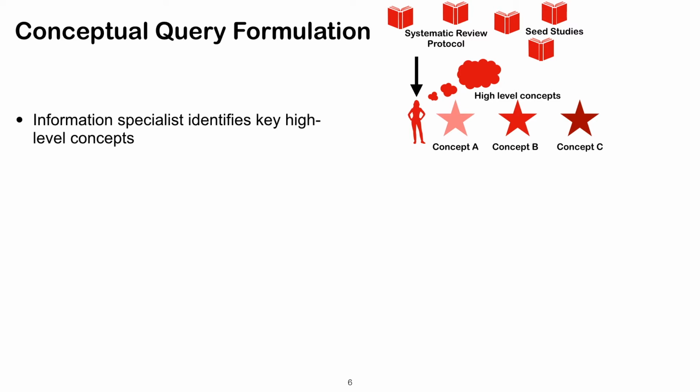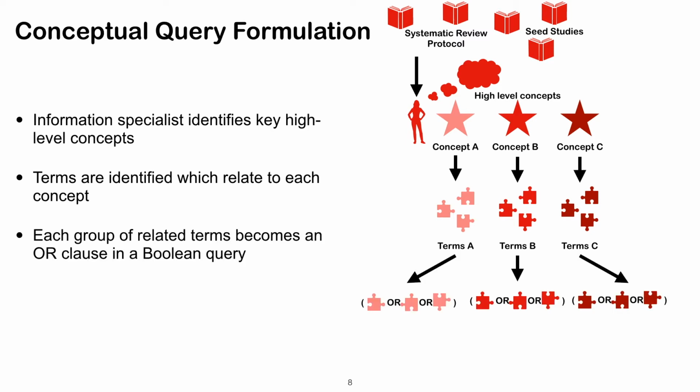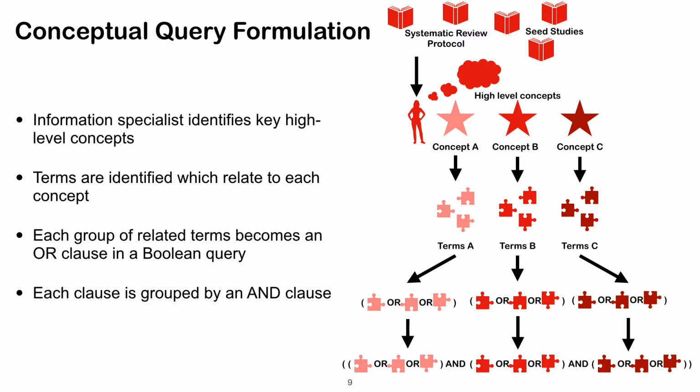One of the most prevalent ways of constructing Boolean queries for systematic review literature search is the conceptual approach. Here, information specialists identify key high-level concepts. These high-level concepts are then used to identify terms which relate to them. Then, each group of these related terms becomes an OR clause. And then each of these subclauses are grouped by an AND clause.